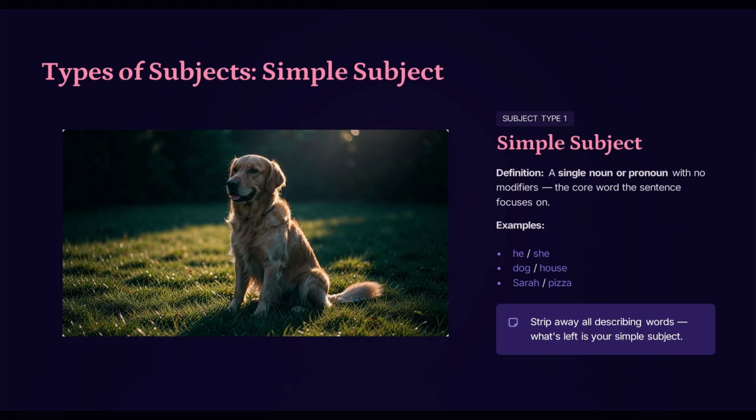Types of subjects. Simple subject. Definition: a single noun or pronoun with no modifiers. The core word the sentence focuses on. Examples: he or she, dog or house, Sarah or pizza. Strip away all describing words. What's left is your simple subject.